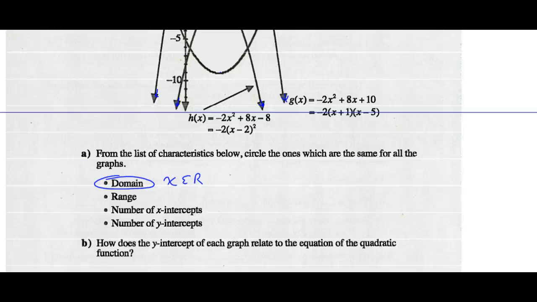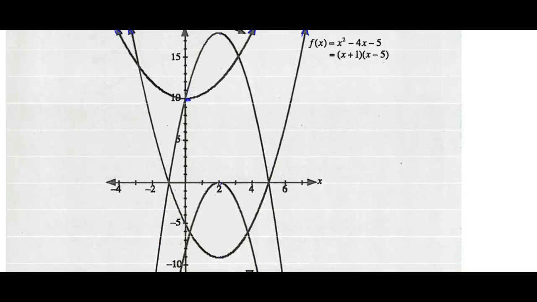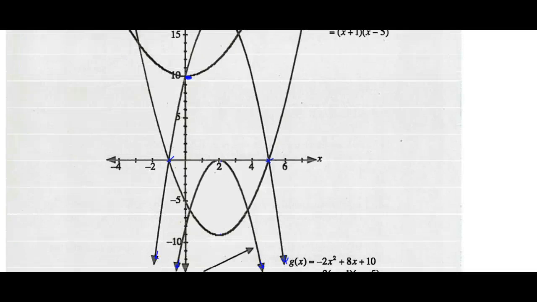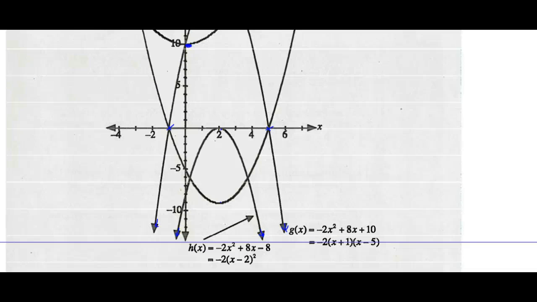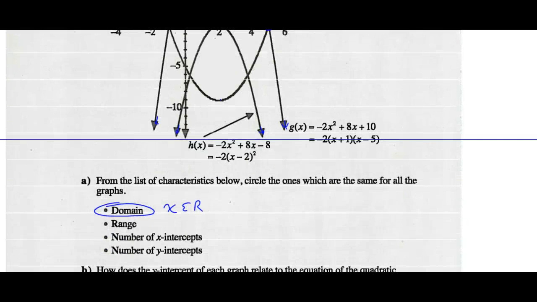The number of x-intercepts. So let's see where all these graphs cross the x-axis. K at x, it never does cross the x-axis. F at x crosses it twice. Looks like G at x down here crosses it twice. And H at x only crosses it once. So all the x-intercepts seem to be different between 0, 1, or 2.